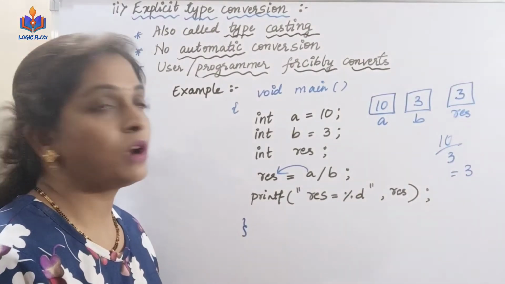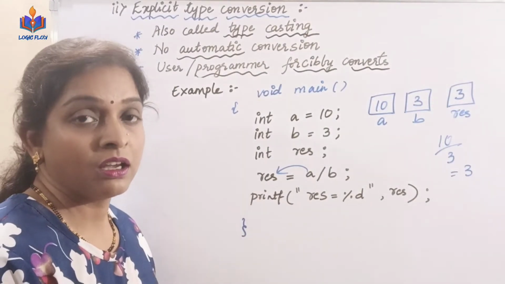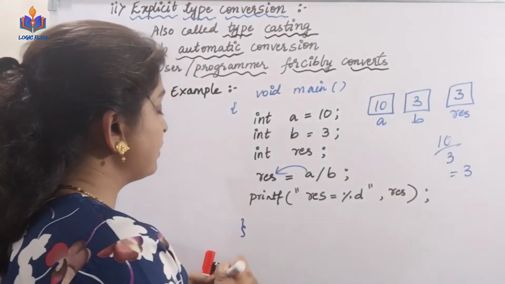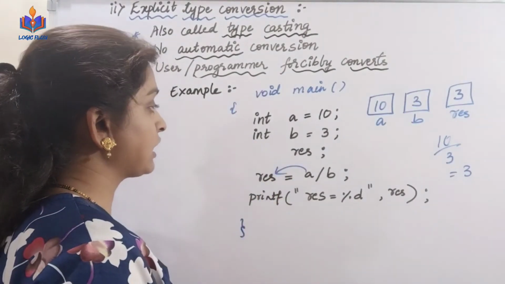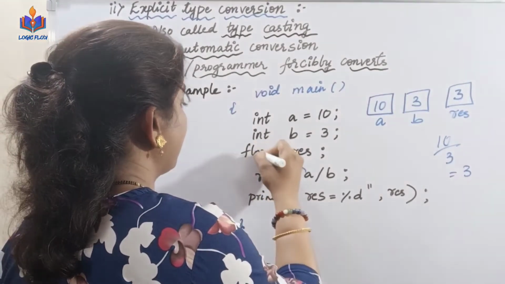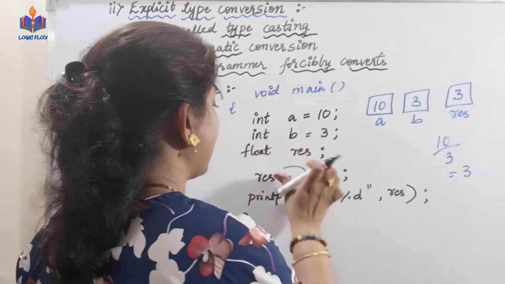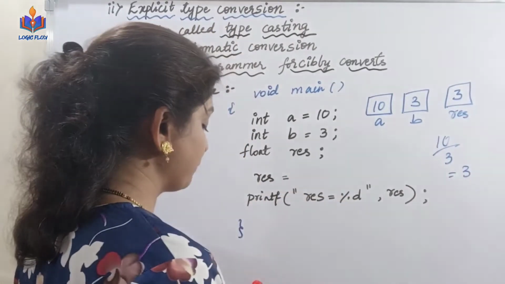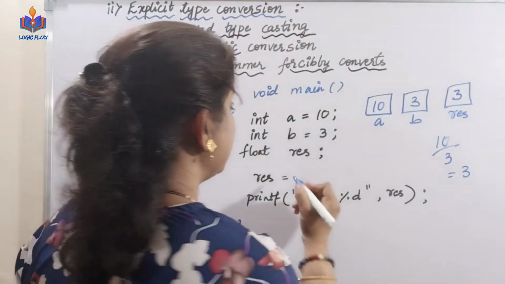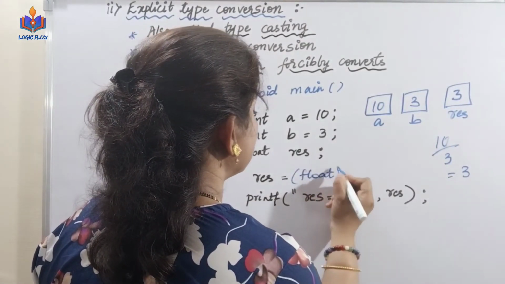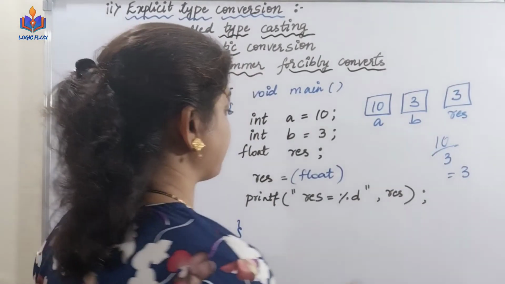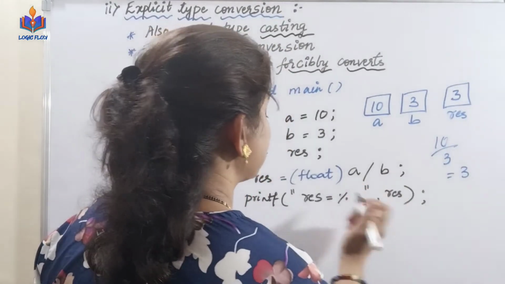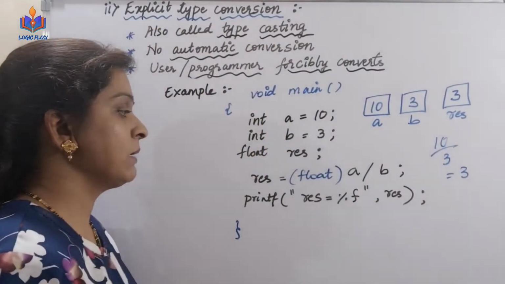So when we want an accurate answer, then we have to do the explicit conversion. What we can do here is simply change the data type of this. So I'll say float res. Then I will do the explicit conversion here. I say result equal to, let me convert the variable a to float type. Float of a divided by b. Then change the format specifier. Result is of float type, so print res.